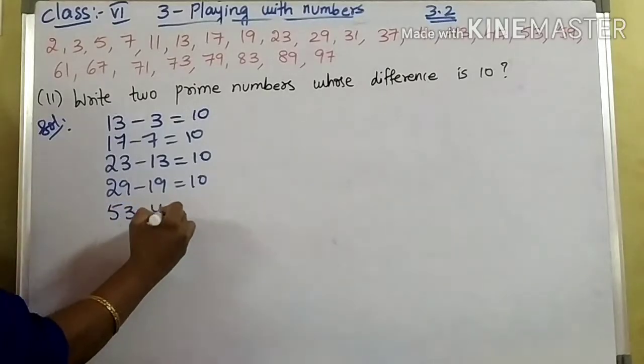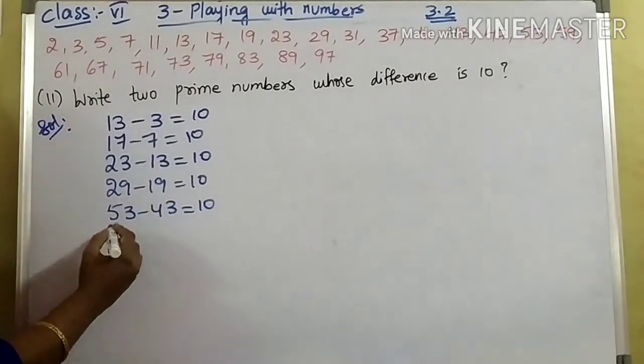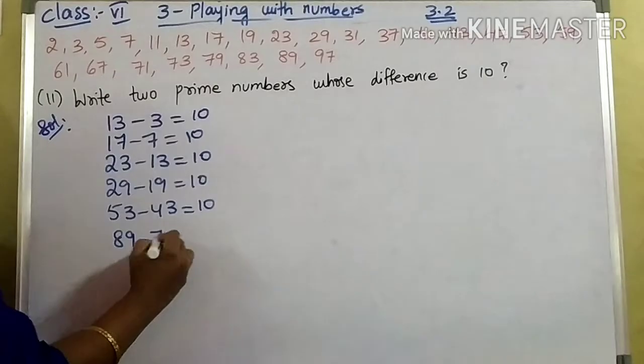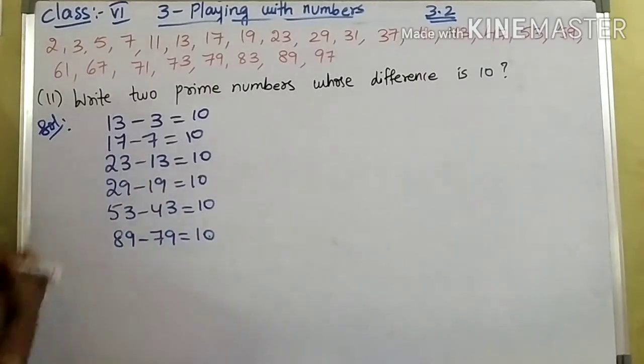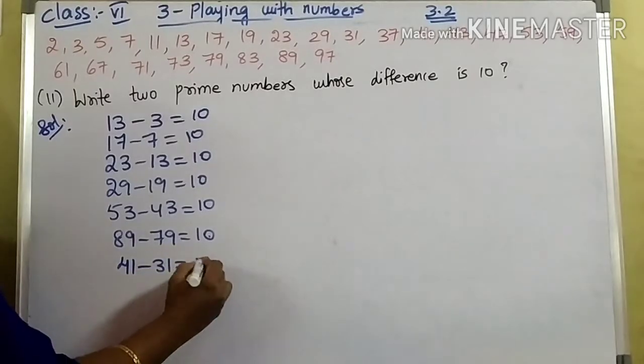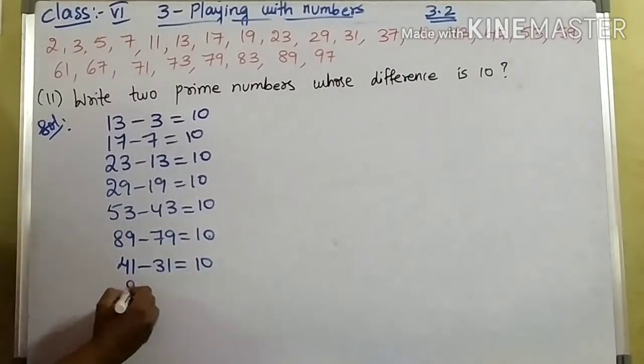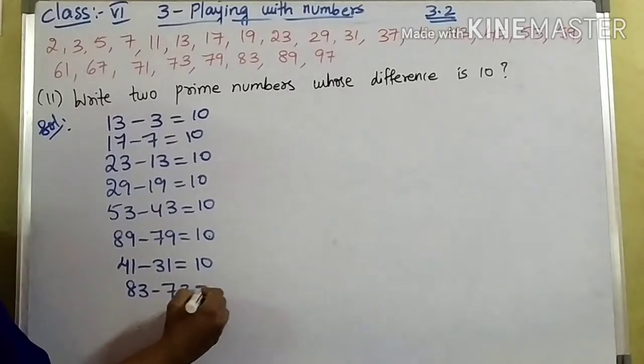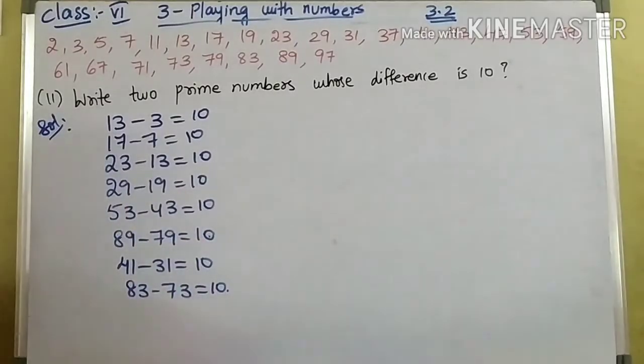53 minus 43, 10. Next, 89 minus 79, 10. Next, 41 minus 31, 10. Next, 83 minus 73 equal to 10. Right? You will be able to write these answers perfectly only if you are perfect in the prime numbers between 1 and 100.